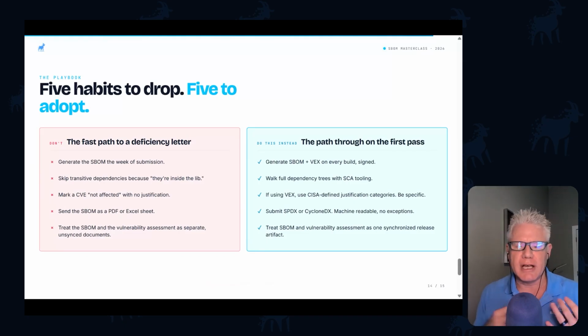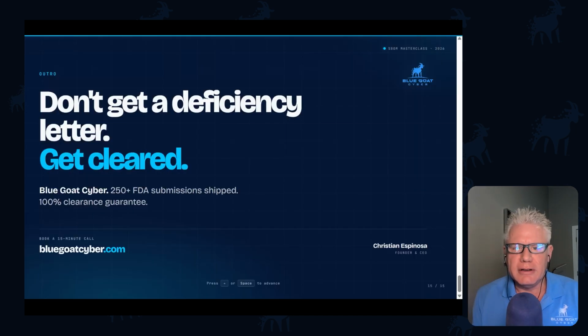As I mentioned with SPDX and CycloneDX, they should be machine-readable formats. Those two are, so that's why we suggest you use one of those two, and that's what the FDA requires. And the SBOM and the vulnerability assessment have to be synchronized because they are tied together, and this is that continuous process as well. So ideally, you've taken something away from this masterclass, and you won't get a deficiency letter. You'll get cleared on your first submission. If you do get a deficiency letter, you can reach out to us and we can certainly help clear that.